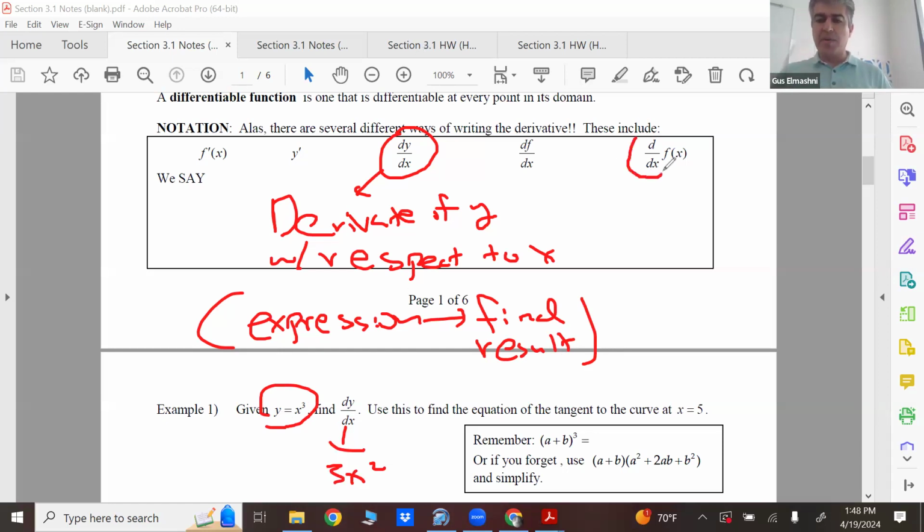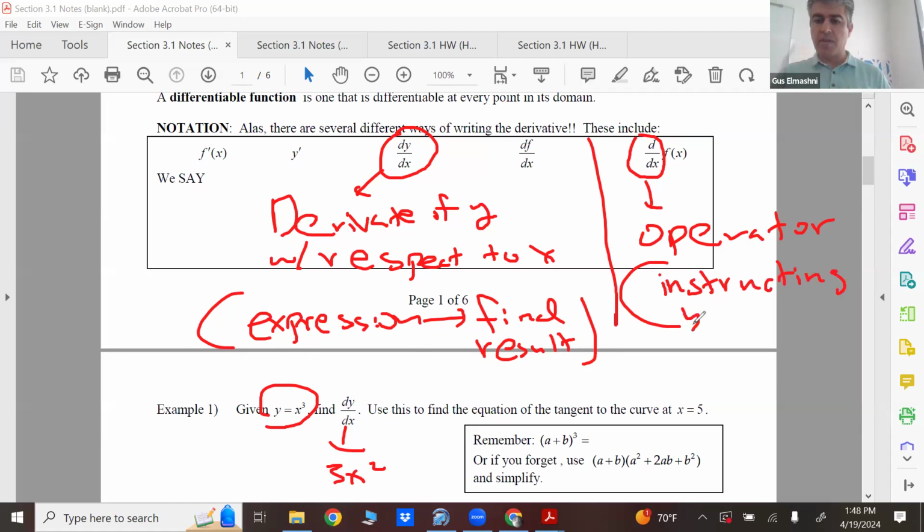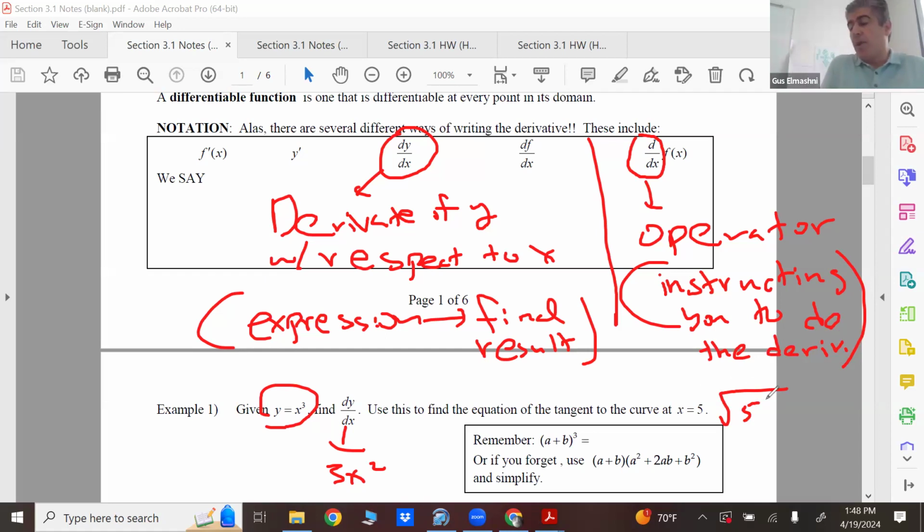Now, d dx on its own, that's an operator. So basically it's instructing you to do the derivative. For example, isn't square root an operator, right? It's a function too, like you write root x or root x plus 1, but the root by itself is an operator. That's what d dx is. It's an actual operator that you're going to apply to f of x.